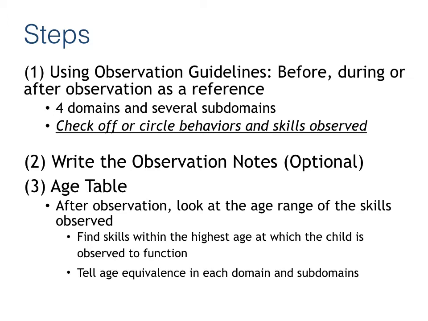After observations, you are going to look at the age range of the skills observed, and you will find the skills within the highest age at which the child is observed to function, and then it will tell the age equivalent in each domain and subdomain. So we're going to take a look at the form right now.